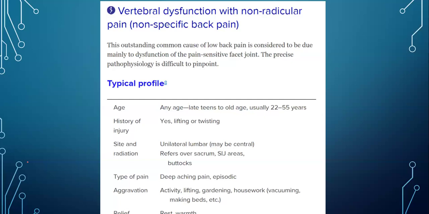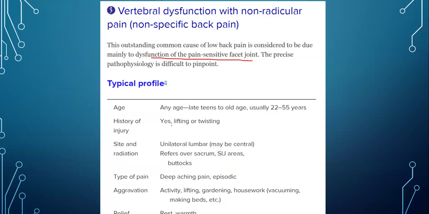So moving on to vertebral dysfunction, which is the commonest cause of low back pain. It mainly happens due to dysfunction of the facet joint of the vertebra. What happens in vertebral dysfunction is that the patient usually complains of an insidious onset of low back pain, and the pain can radiate over the sacrum and the buttock.